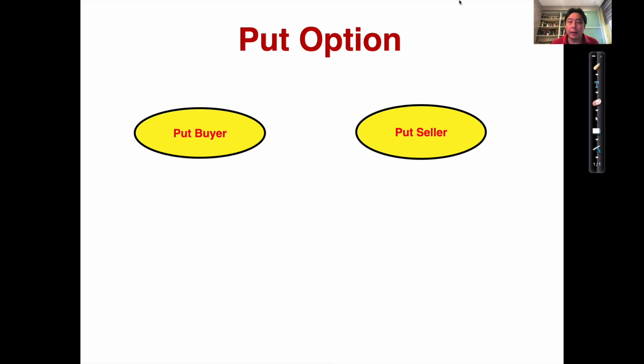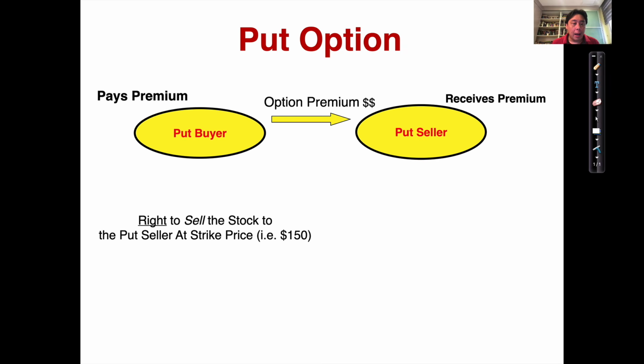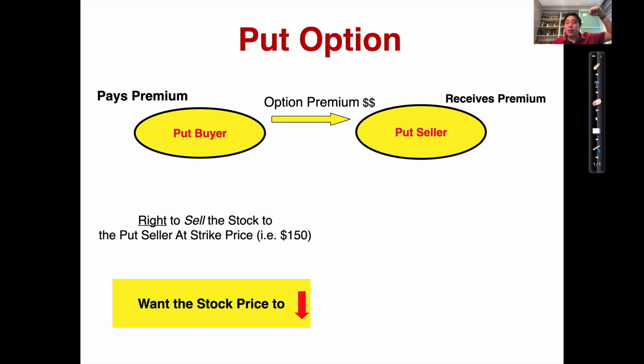Okay, so first the put buyer. As a put buyer, you buy a put, and you pay the premium. Remember, the buyer of the option always pays the premium. And once you buy the put, you have the right, as a put buyer, to sell 100 shares of the underlying stock to the put seller at the agreed upon price, which in this case is 150. So for the put buyer, you want the stock price to go down. The lower the stock price goes, the more your put options are worth.